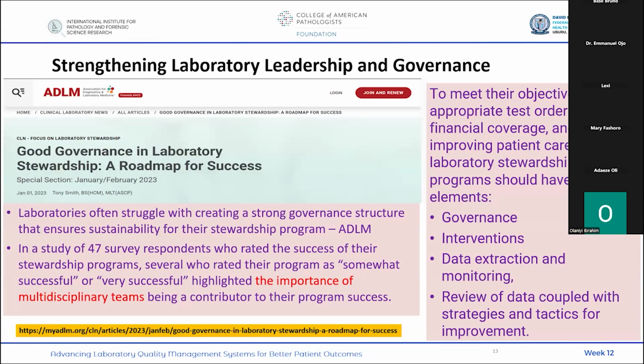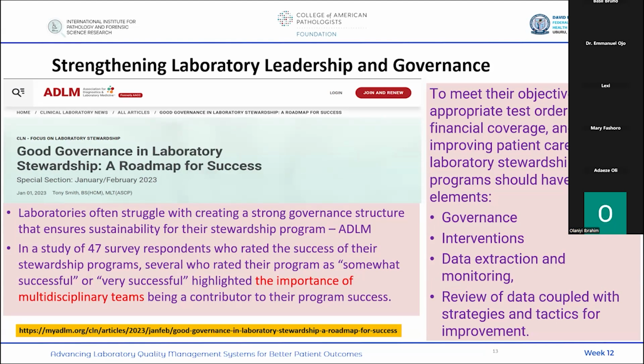There's an article I also saw online as I was preparing for this, and that was titled Good Governance in Lab Stewardship, a Roadmap for Success. What are their suggestions? And the first thing they identify also, like we have in the policy that I earlier talked about, is that labs often struggle with creating a strong governance structure.